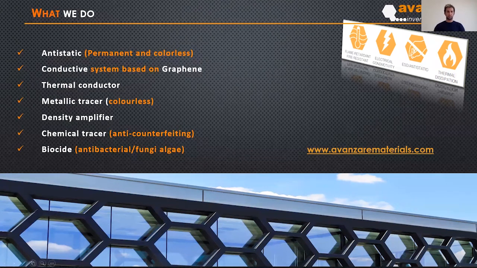Another important point is the metallic tracer. A metallic tracer is a material that can dope the plastic with some characteristics of the metal, for example, the magnetic detectability that they have. For example, it is used in food grade applications to detect small pieces of this plastic that go into the food.